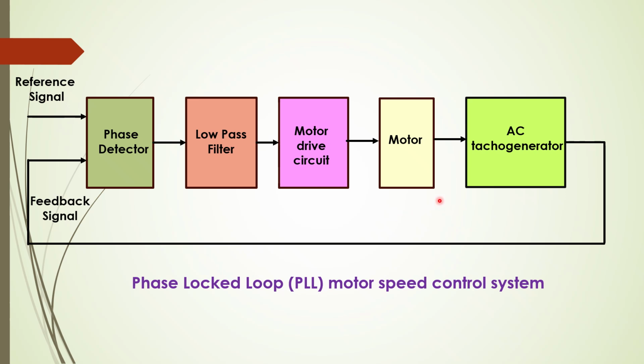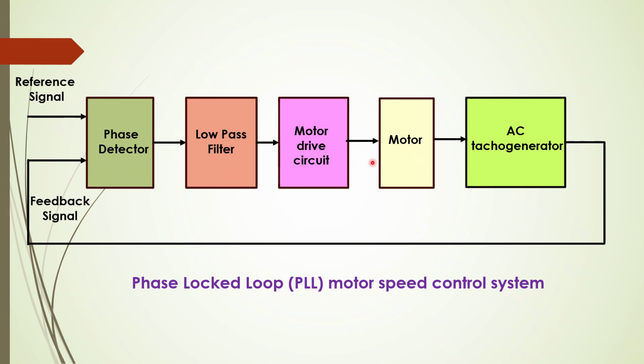Even if there is a change in load, then that will be fed back to the phase detector through the AC generator, and it is compared with the reference signal. The difference between the reference and the actual is detected and passed on. Accordingly, a motor driver circuit will pass a signal or a voltage. Hence, whatever the change in the load, whatever changes occur to the motor, that will not affect the motor speed, and the phase difference is expected to be within 180 degrees.